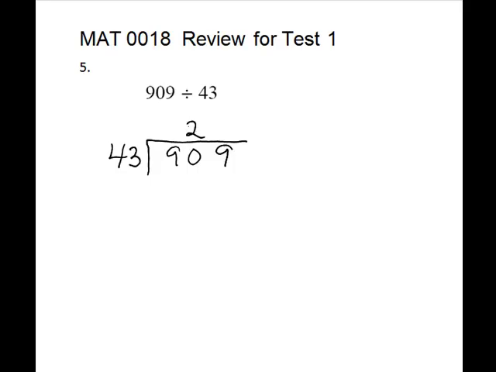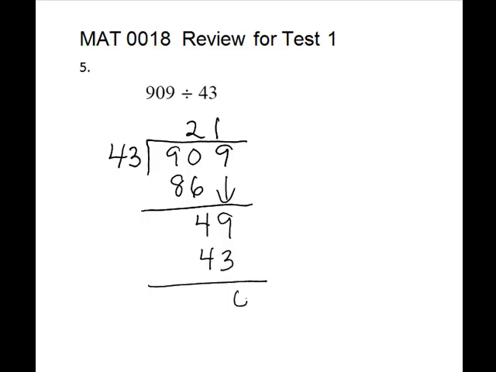Then we multiply back. 2 times 3 is 6. And 2 times 4 is 8. Subtract. So you're borrowing here. 10 minus 6 is 4. Bring down. Then you're going to 43 into 49. We'll go 1 time. 1 times 43 is 43.